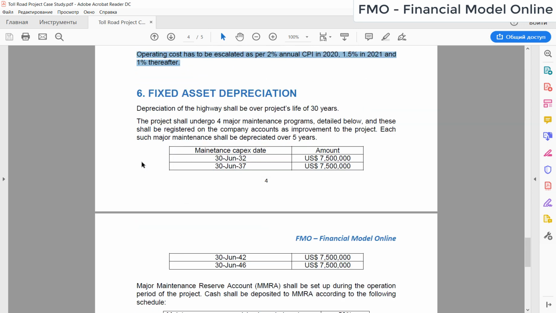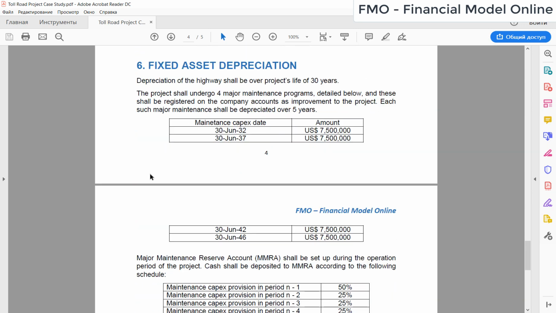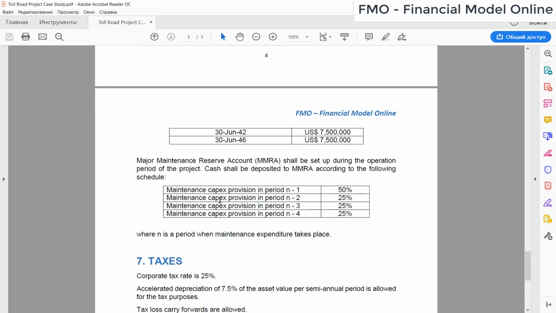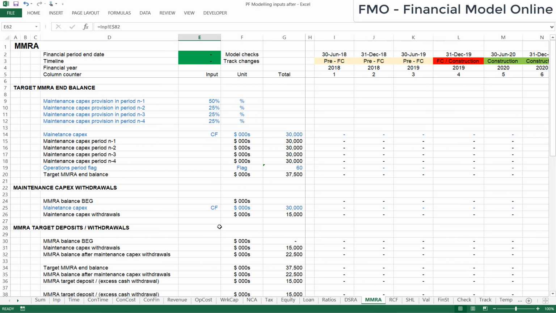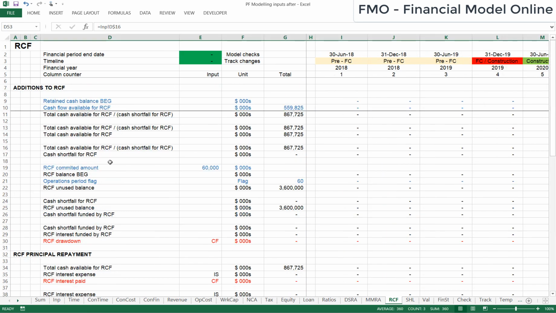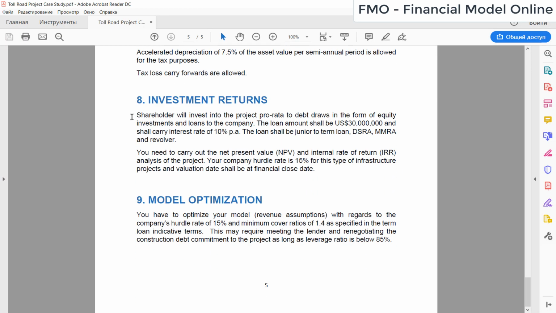And we have these fixed asset depreciation assumptions, including the maintenance capex, the dates and the amount, and the major maintenance reserve account that we shall be having in our model as well. So you can see the debt service reserve account, the major maintenance reserve account, the revolving credit facility, and then taxes. And when it comes to the investment, according to the case study instruction, it is made in the form of equity to the company and loans from shareholders to the company. The loan amount is 30 million with a 10% annual interest rate. So it's going to be junior to the term loan.